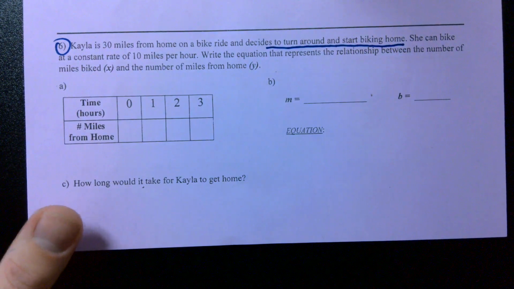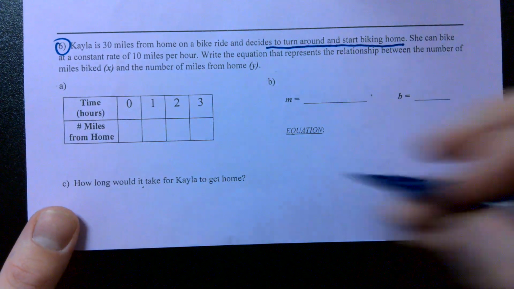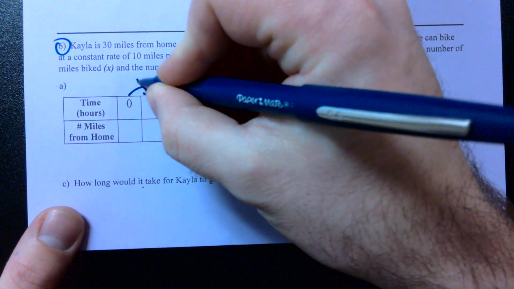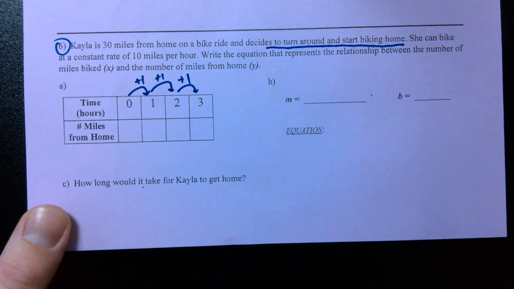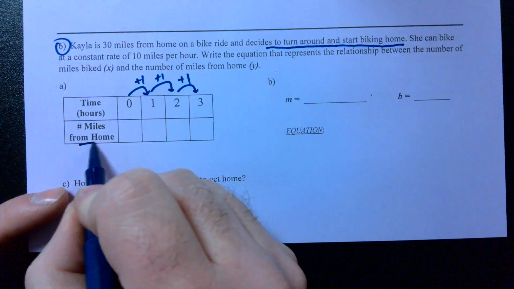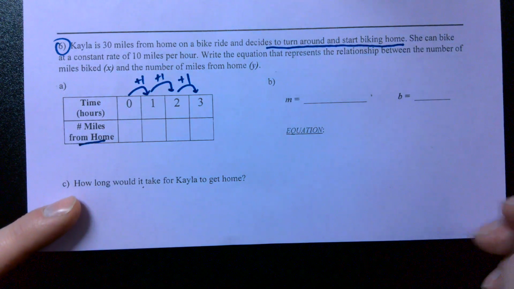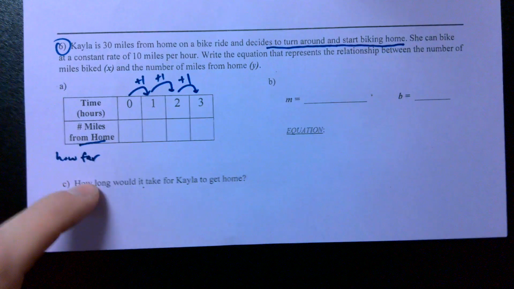Write the equation, and so on. We know how to do that. So if I look at my table, I see X is my time. Obviously, my time is increasing by 1 hour as I go across my table. But my Y is the number of miles from home, so how far away Kayla is from home.